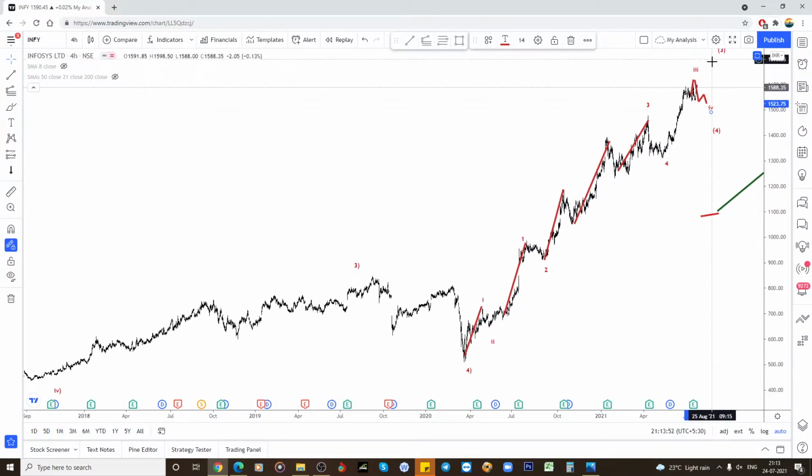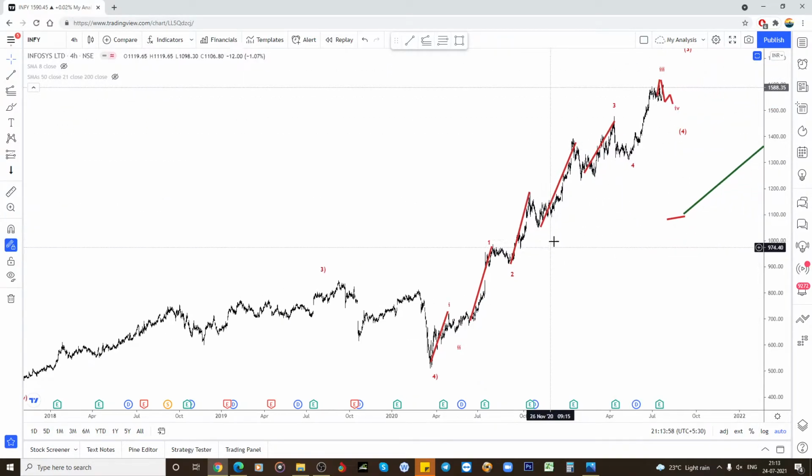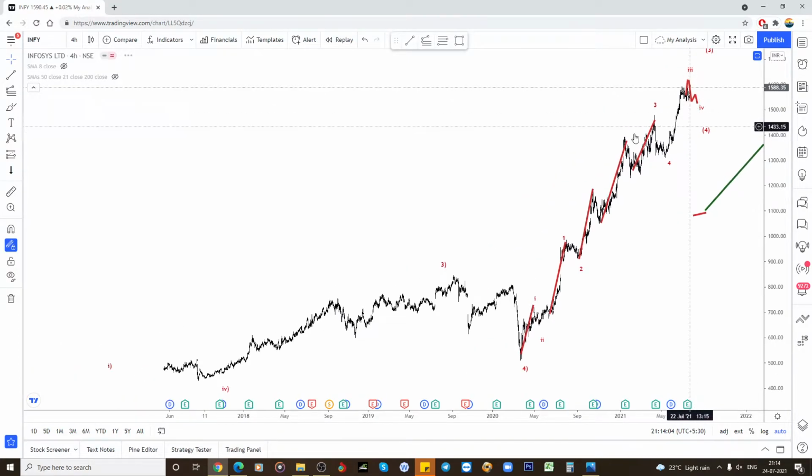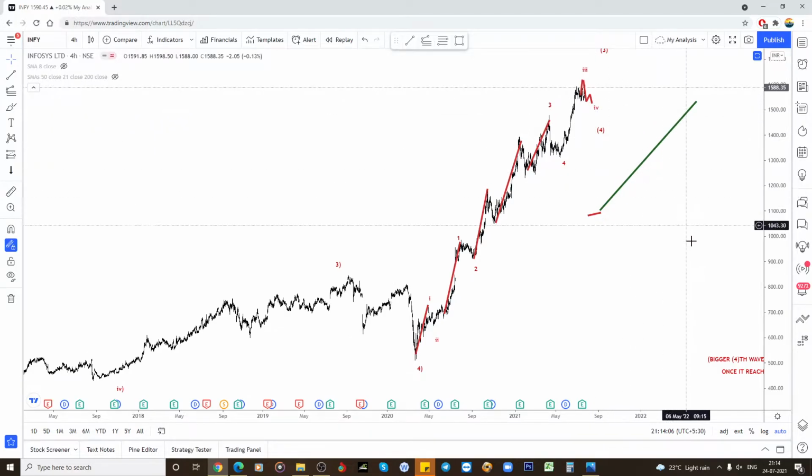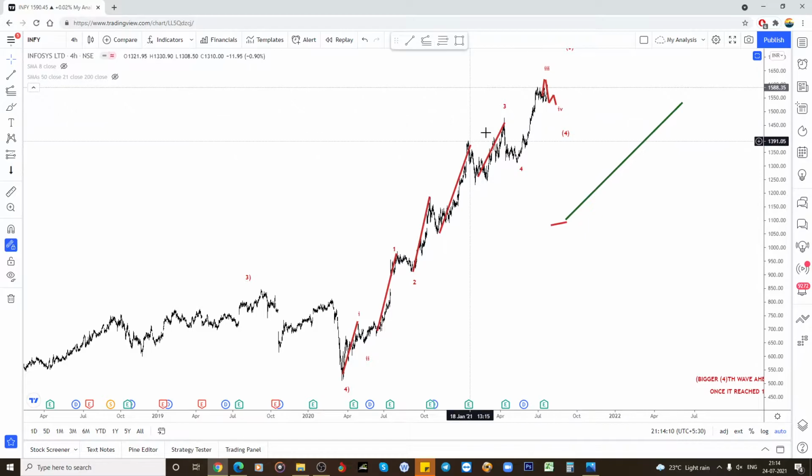Expecting 1700. If we enter at 1500, that is 200 points, but if it falls like this, I will change the count. But what we bought at 1500, again we need to wait for the bigger correction, and only then enter. That is why in that higher zone I'm not getting an entry zone.